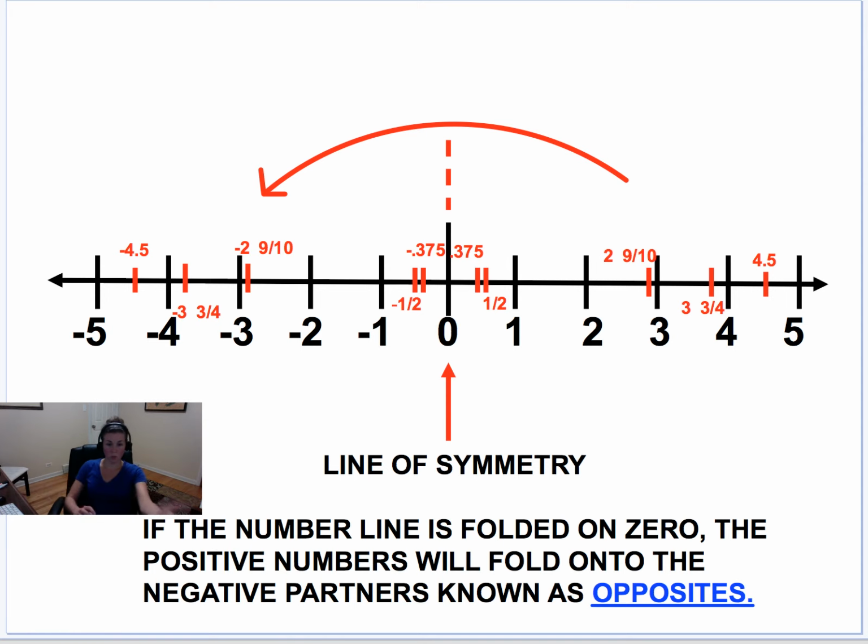So here's what I was just explaining. If the number line is folded on 0, the positive numbers will fold onto the negative partners, and these are called opposites. So positive 2, the opposite would be negative 2. Negative 4, the opposite would be positive 4.